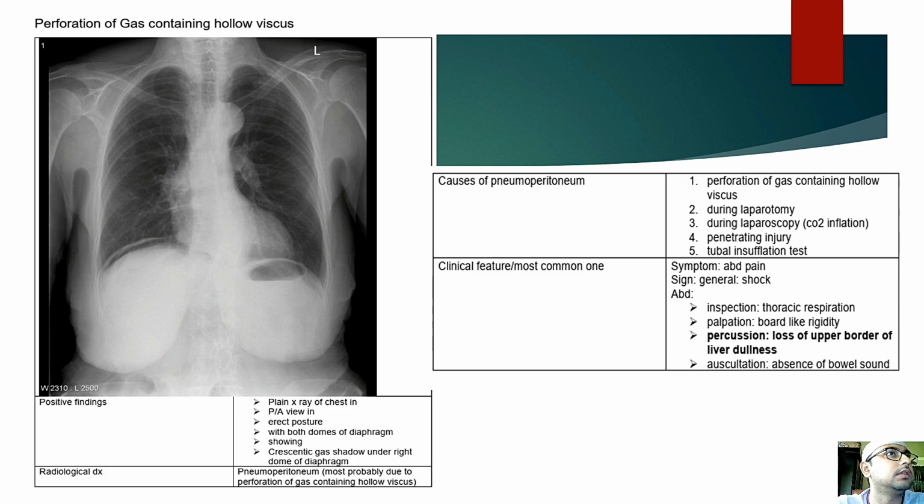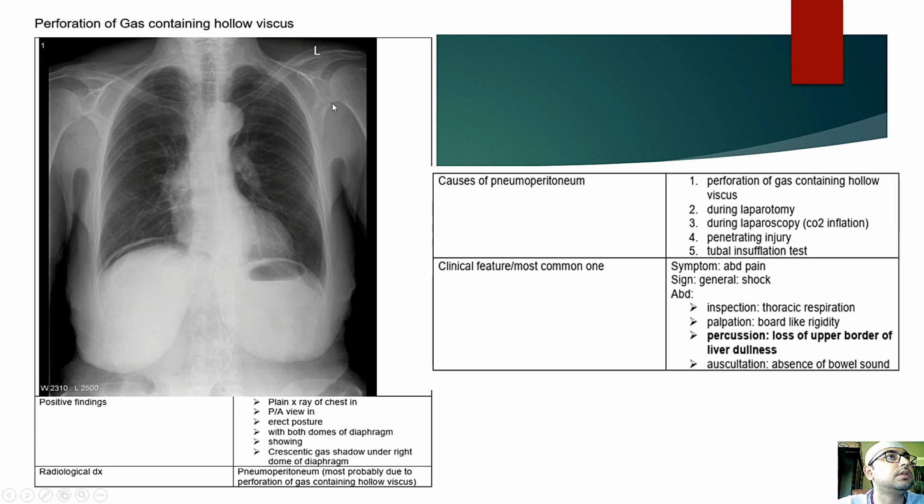Your teacher will give you this X-ray and ask, please read this X-ray and tell your findings. This is the first question. So this is a plain X-ray of the chest and part of the abdomen, showing a crescentic gas shadow under the right dome of the diaphragm, and also fundic gas under the left dome of the diaphragm, and there are no other findings here.